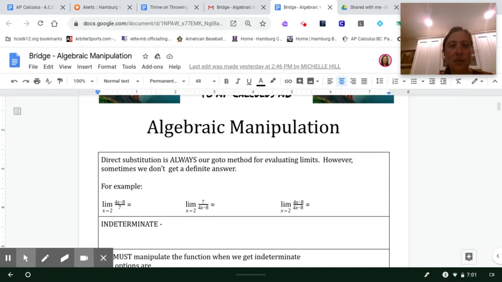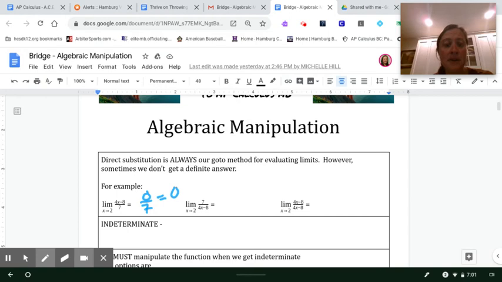We want to find the limit as x approaches 2. So remember, direct substitution is our go-to method. So I'm going to do 4 times 2. I'm just going to do it in my head. 4 times 2 is 8 minus 8, which gets me 0 over 7. And 0 divided by any number is 0.